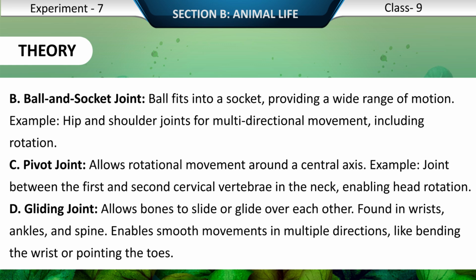C. Pivot joint, allows rotational movement around a central axis. Example, joint between the first and second cervical vertebrae in the neck, enabling head rotation. D. Gliding joint, allows bones to slide or glide over each other. Found in wrists, ankles, and spine. Enables smooth movements in multiple directions, like bending the wrist or pointing the toes.